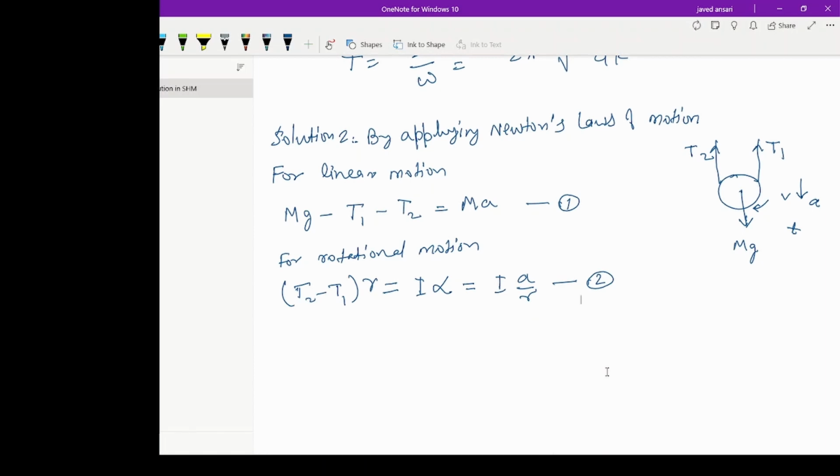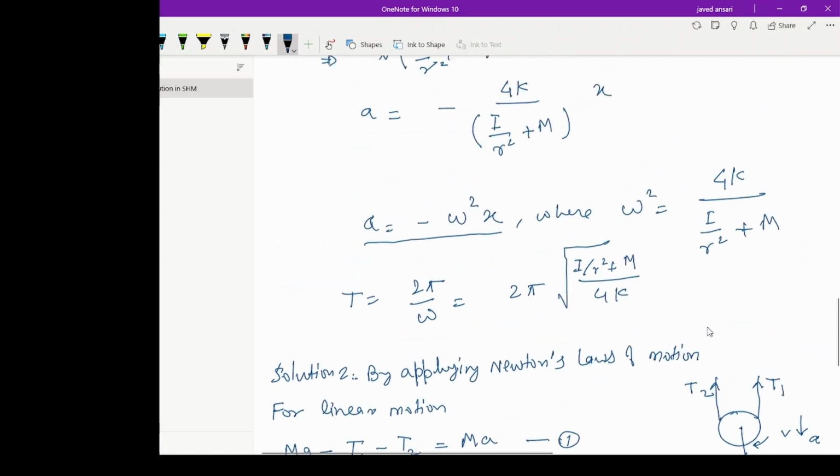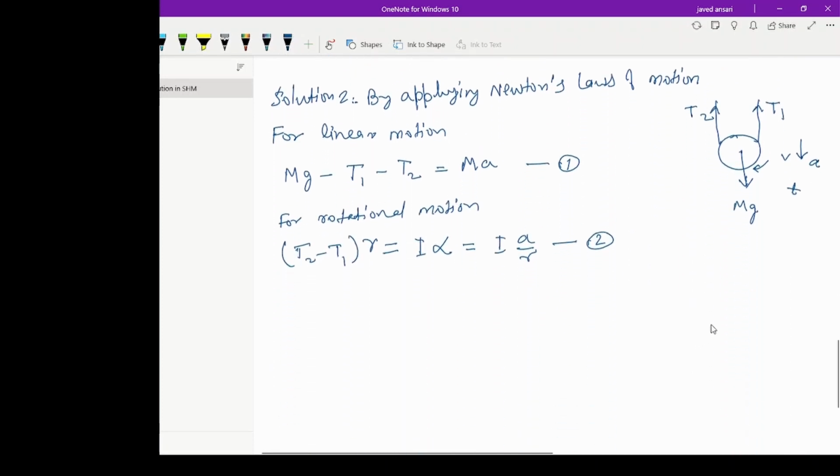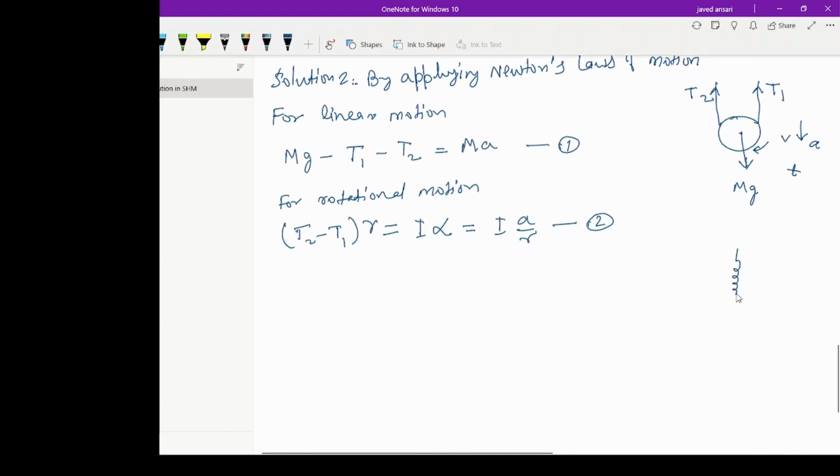Now consider the motion of the spring. Since the spring is massless, its m times a will be 0, right? Because the mass is 0. So what you will get finally, just look at the spring, or let's draw the free body diagram of the spring. So this is the spring. There will be some restoring force developed, which is k times x dash, and then T1 will be downward, restoring force will be upward. So since m times a is 0, this will become k x dash equal to T1. That's it.